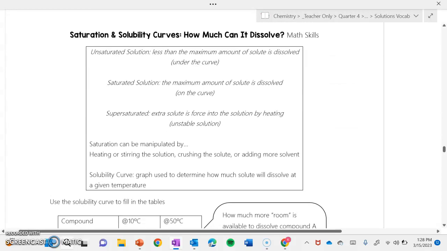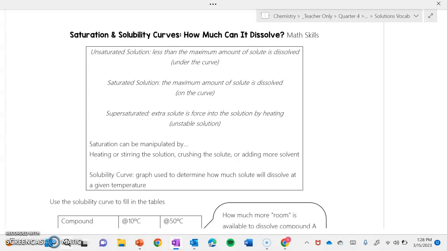The third type of saturation is called a supersaturated solution. And this is where we can kind of force in a little extra solute by heating it. It's an unstable solution that eventually will cool down, and then that excess that we forced in will, we call it, fall out, meaning it will become excess at the bottom as it cools. So a supersaturated solution will not be able to exist for very long.